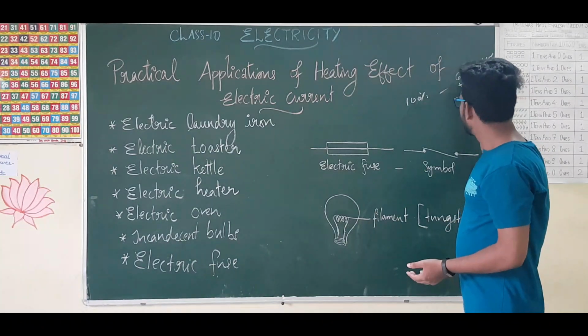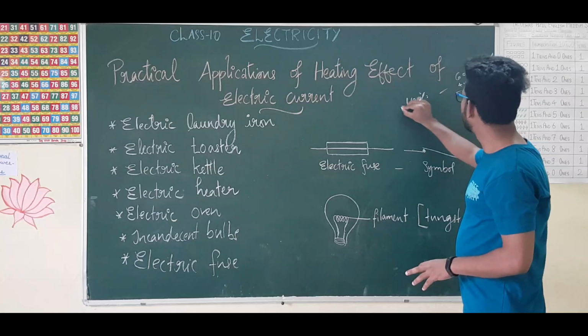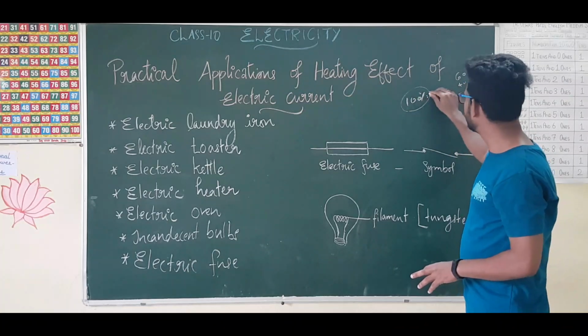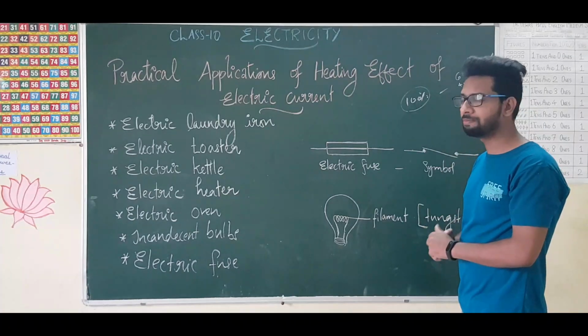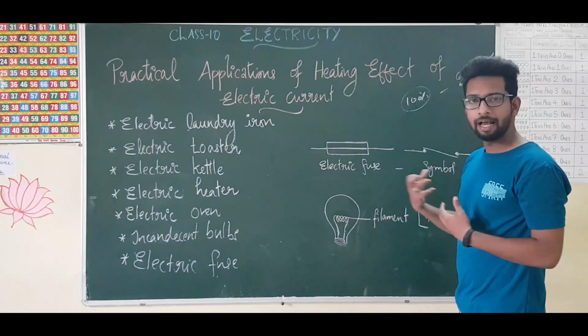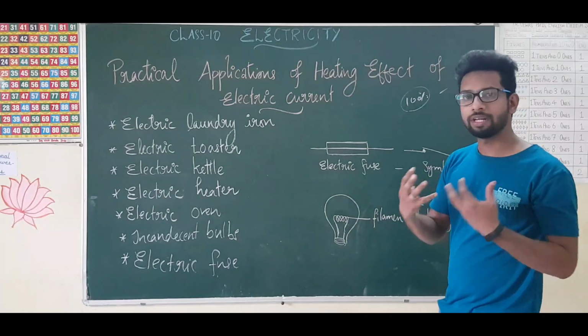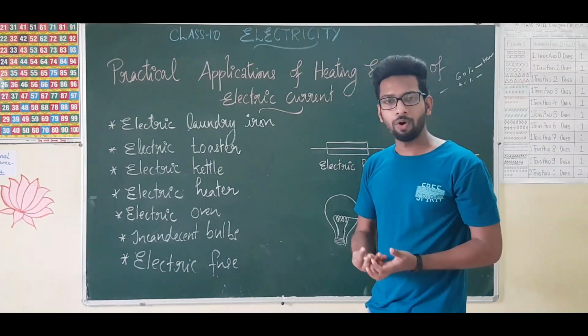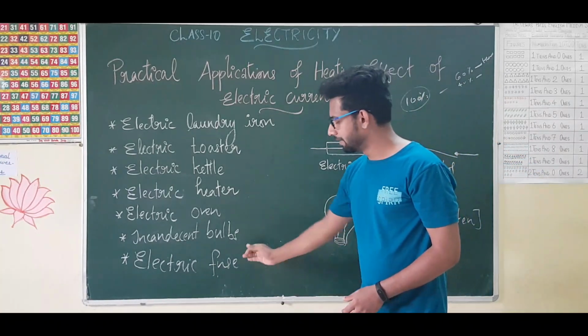See, our purpose of using the electric bulb is to produce light only, but most of the useful electrical energy is converted into heat. So that's the reason why these types of bulbs were replaced by CFL and LED bulbs. The reason is that LED as well as CFL bulbs have more efficiency than the incandescent bulb. The next application is the electric fuse.